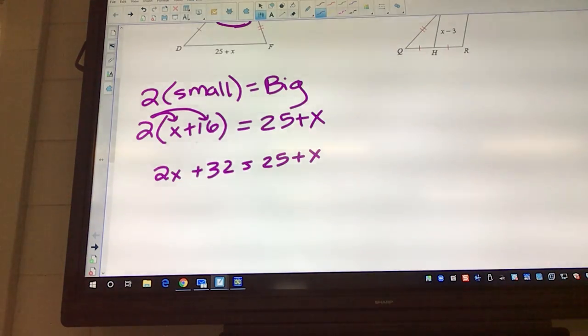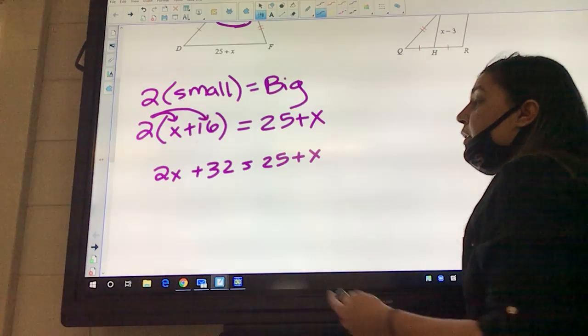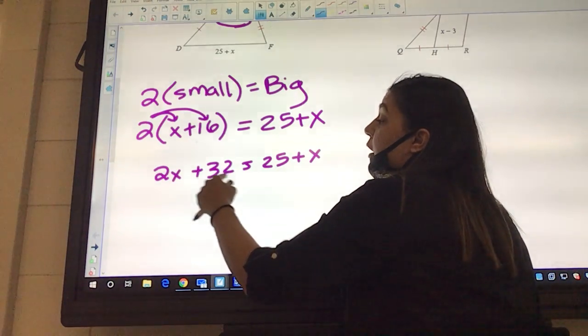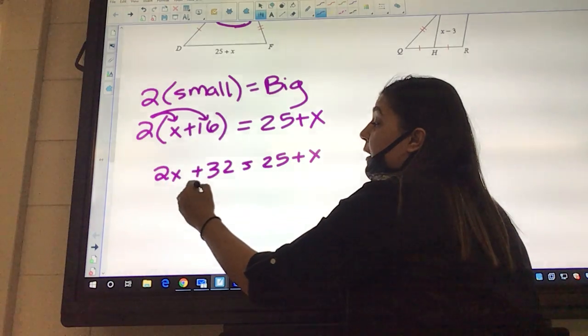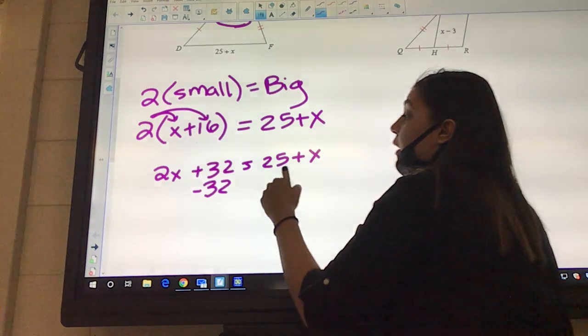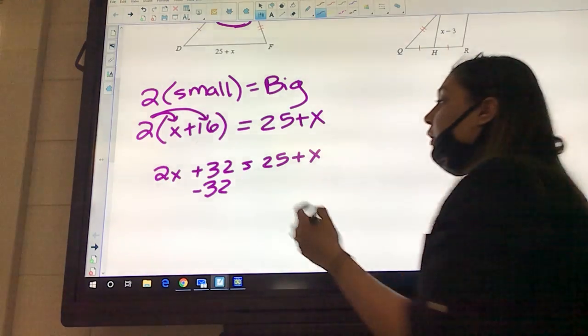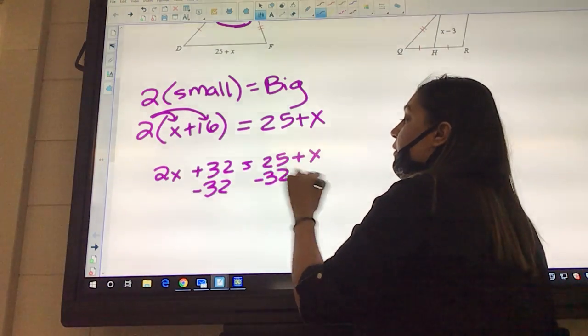Okay, and then what's our next step always? Moving the letters and numbers. Move the letters to the left and the numbers to the right. So 2x is technically a letter, so it doesn't need moved. 32 is a number, so it needs moved. So you're going to say minus 32. And what do we put it under on the other side? 25 or x? 25. So you're going to say minus 32.